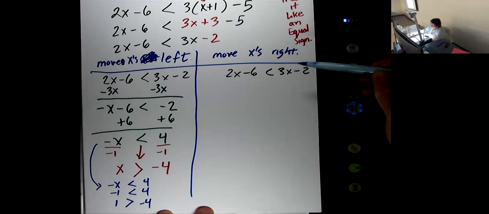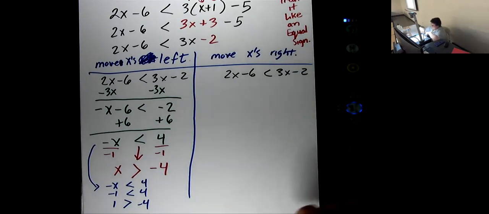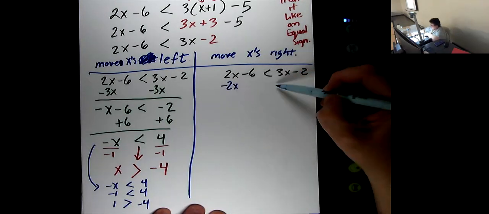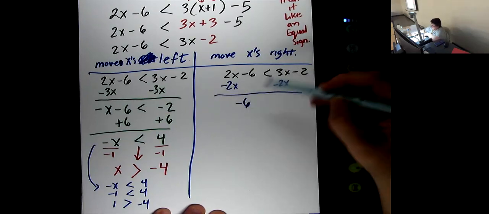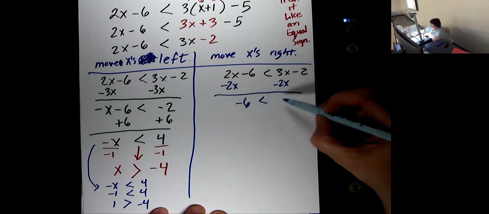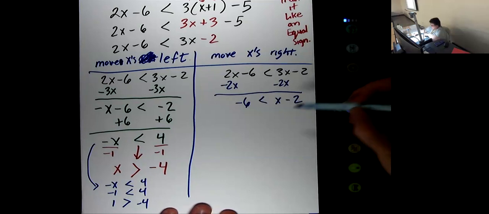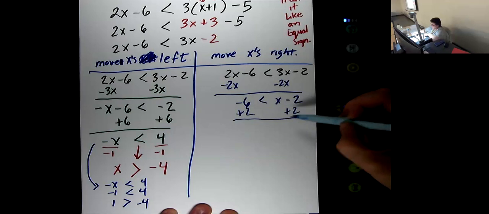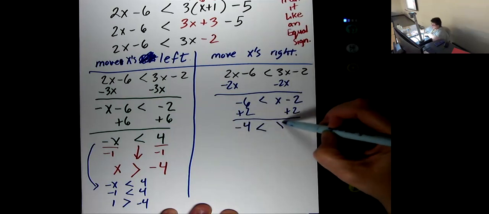All right. Here, I'm going to move the x to the right. So I'll subtract 2x from both sides. And I have -6 is less than x minus 2. And then I can add 2 to both sides. And I get -4 is less than x.